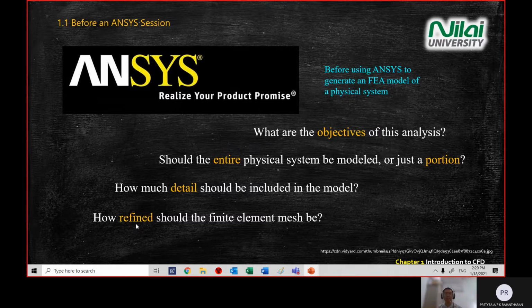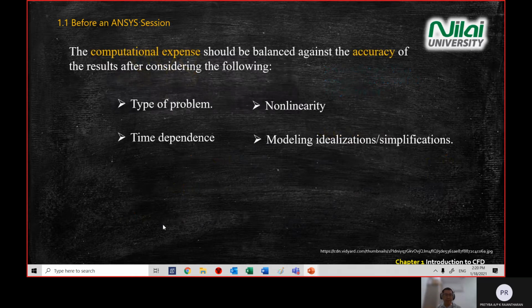The next one is the mesh, meaning the resolution that you want to have. This is the finite element mesh. Then the next one is the accuracy of the results. So basically, we will consider these four things. On the screen, you'll see there are four things there. The first one is the type of the problem. Is your problem time dependent or not? Is it linear? When you apply forces, does the object behave linearly to the force, or is it a non-linear problem?